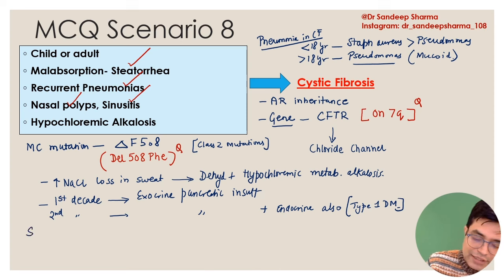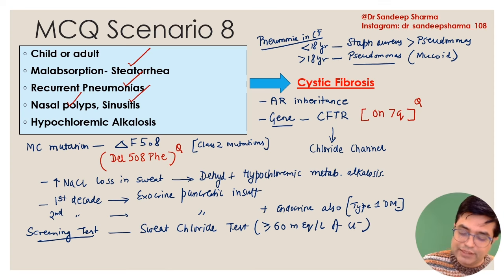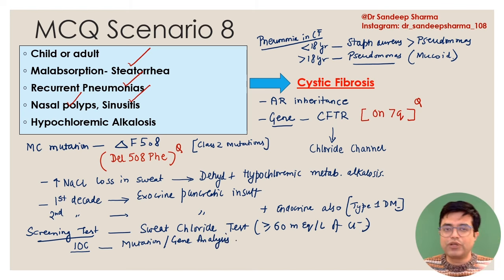And what is the screening test for cystic fibrosis? The screening test for cystic fibrosis is sweat chloride test. If you find the value to be equal to or more than 60 milliequivalent per liter of chloride in sweat, that is considered to be a positive screening test. And there is no single diagnostic criteria, it's a set of criteria, but if they ask investigation of choice, it will always be mutation or gene analysis. Mutation analysis or gene analysis. And usually 2 or more CFTR mutations are responsible for producing cystic fibrosis.